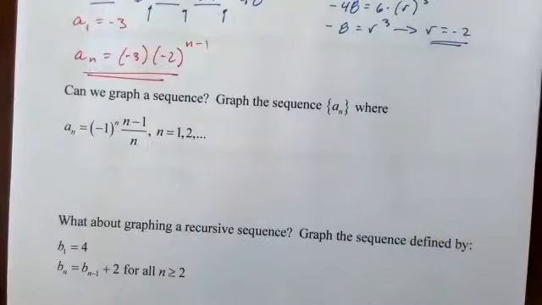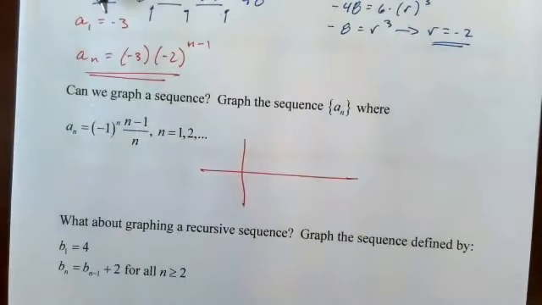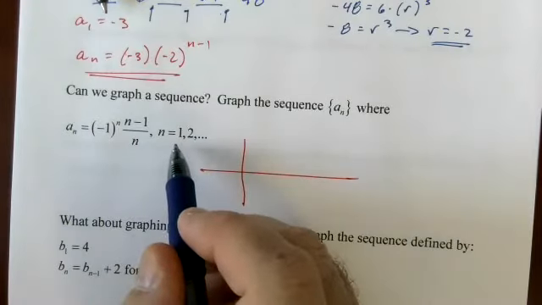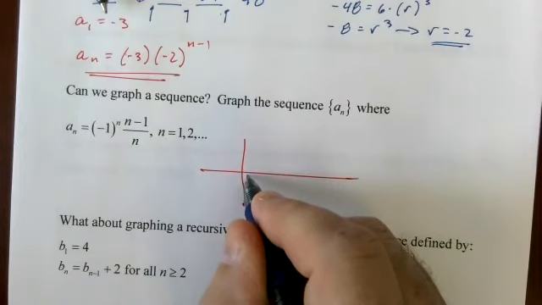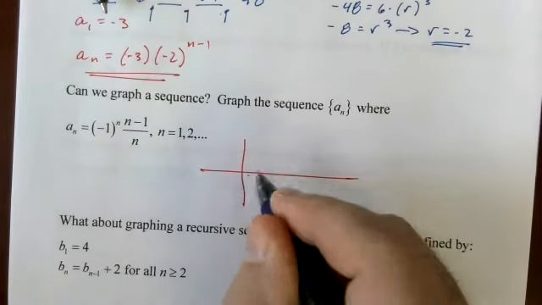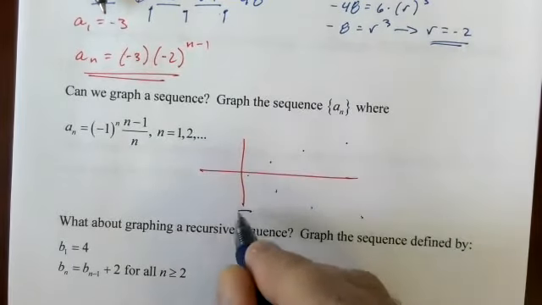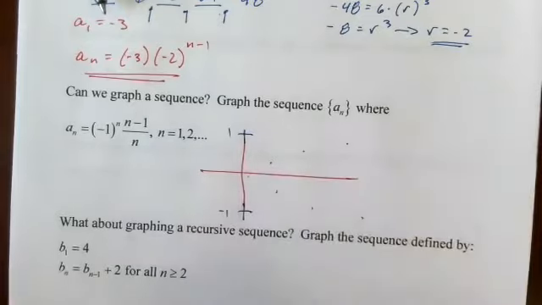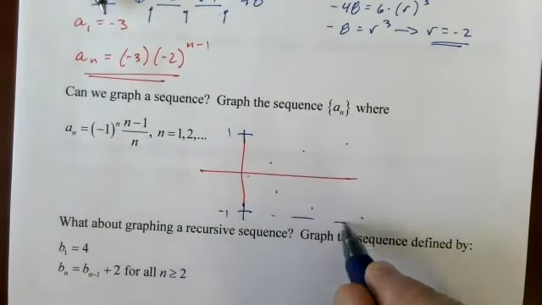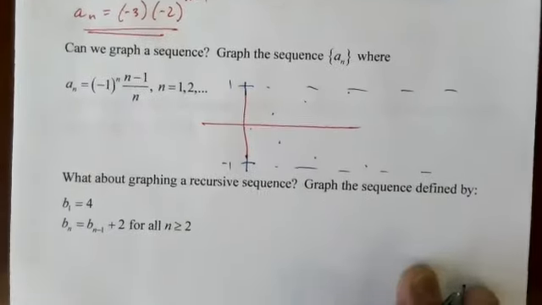So that's it. We just graphed. I'm not going to get into details, but it's going to look something like this: when I plug in 1, I get a negative number, really small, and then it just kind of bounces back and forth until it gets closer and closer to negative 1 and 1. Asymptotes out here. Something like that.